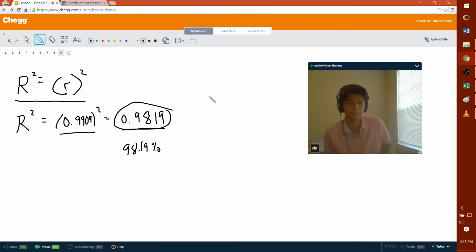So it should make sense that a super high percentage of the variation in that grade can be explained by how many hours the student studied. Okay, cool. So this was the first method of solving for your coefficient of determination.